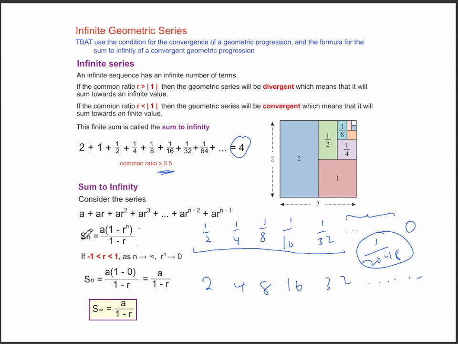So because when r is between -1 and 1, r^n approaches 0, we can write the sum to infinity as a times (1 - 0), because we have made n infinity. And this will just become a over 1 - r as your sum to infinity.